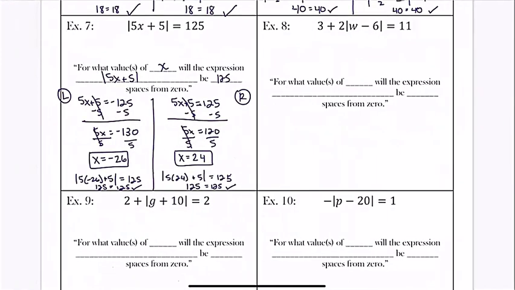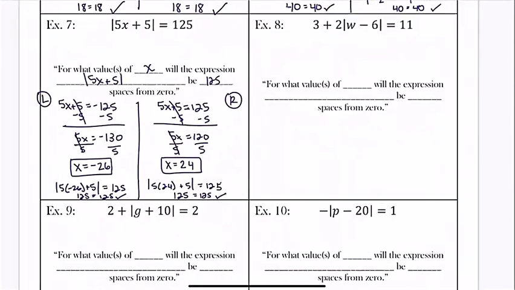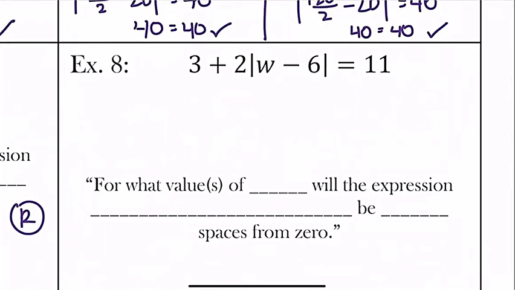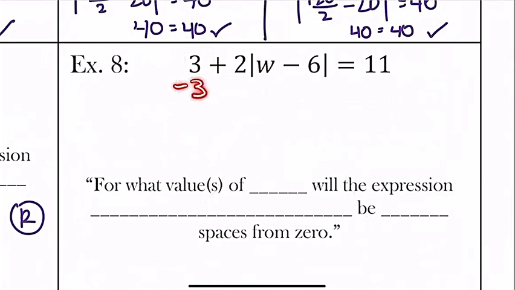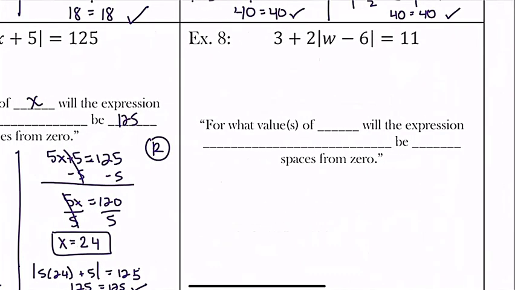Okay, let's look at the next one. This one, I am going to give you time to do by yourself. But just a reminder, we've got to get rid of what's on the outside first. So before you can split up into left and right, you do need to move this 3 over, which is being added, so you would subtract. And then here, this is being multiplied, so you would divide. So work on number 8, and then come back when you're ready.